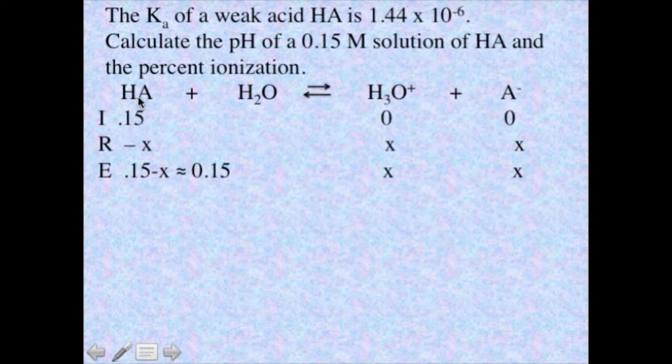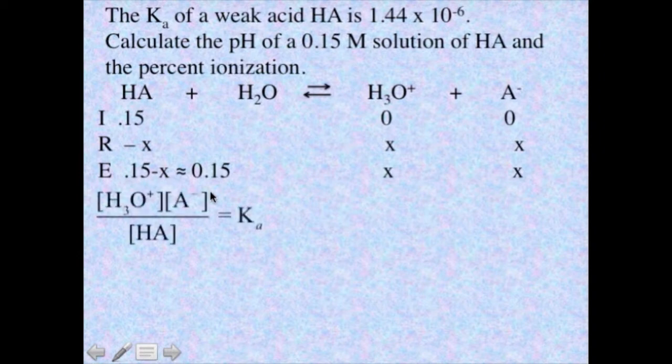Initially 0.15 molar of the HA. We say a quantity X reacts of the HA, forming hydronium ion and conjugate base A-. And at equilibrium, we have 0.15 minus X, which we're going to call just about equal to 0.15. And why can we do this? With the Ka being such a small number and the initial concentration of HA being relatively much larger, it would imply that this approximation would work and that X is negligible compared to 0.15.